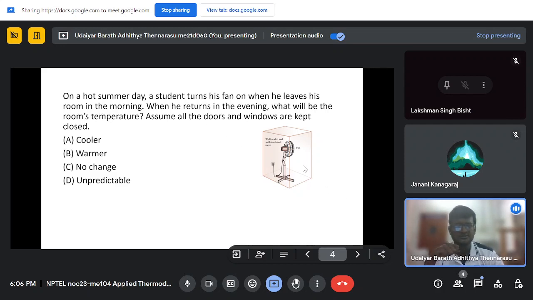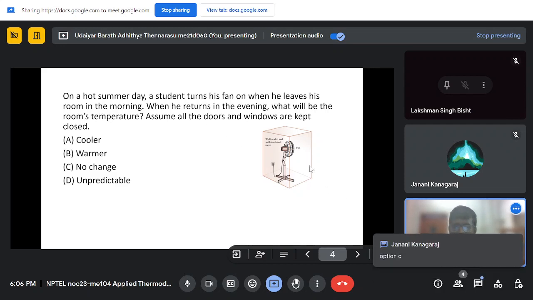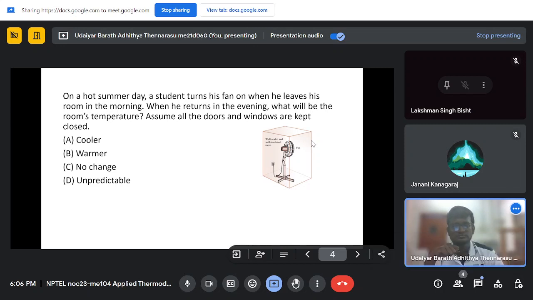So you have a fan, it's running. I'll give you a hint. Consider this as a black box. There's something going in, but it's not coming out. So what will happen to the system?